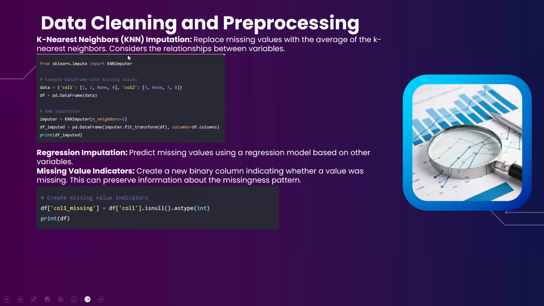Okay, so we can also use the k-nearest neighbor imputation. That one replaces the value with the average of the k-nearest neighbors, considering the relationship between variables. So in this example that we are seeing here, we have column one and this column. And then the KNN imputer, the nearest neighbor, we are going to use 2. So now let's run this and let me explain the output to you for you to understand.